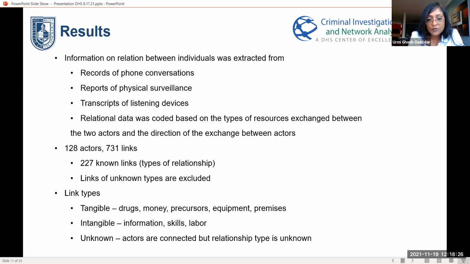There are different kinds of links, tangible and intangible. Tangible links involve communications regarding drugs, money, precursors, equipment, premises. And intangible is information, when you share knowledge, skills, labor, in fact how to produce the drug or meth and all that information. You can actually see all those text messages, how to do those things. And the data that the original authors excluded from the network is where they can see the actors are connected, but it was not known what kind of relationship connects two actors.